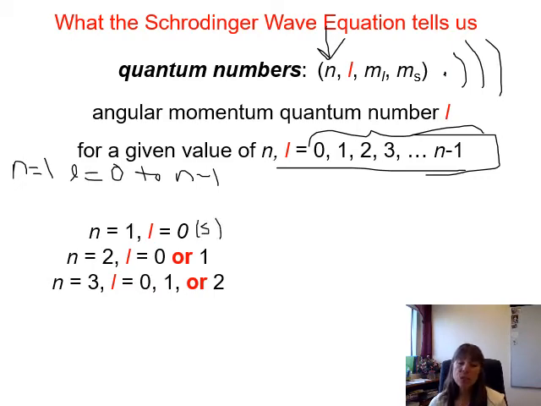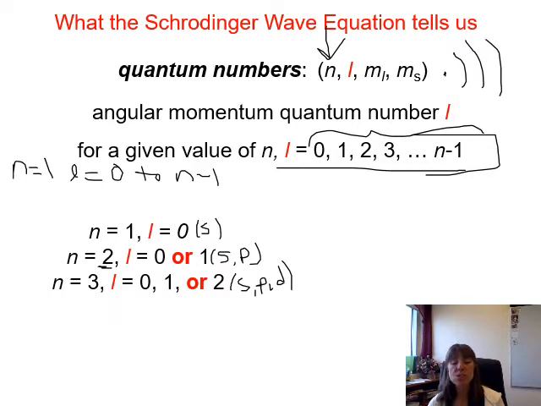If n equals 2, L can be 0 or 1, and that means there are s and p orbitals in the second level. And then if n is 3, L can be 3 different values, and that means there's s, p, and d orbitals shape-wise. And these are different shapes.